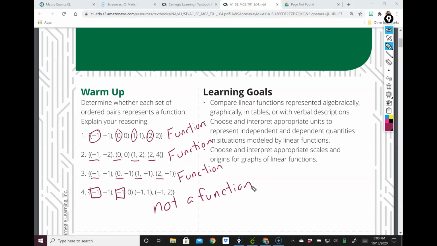Our learning goals are to compare linear functions represented algebraically, graphically, in tables, or with verbal descriptions. Choose and interpret appropriate units to represent independent and dependent quantities in situations modeled by linear functions. Choose and interpret appropriate scales and origins for graphs of linear functions. You've already represented linear functions in a variety of different ways. How does each linear function representation compare with others?